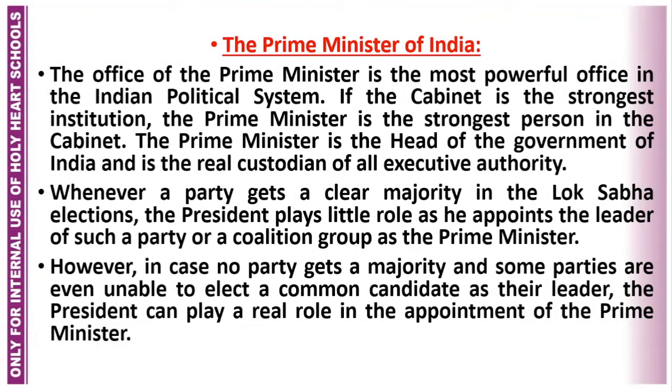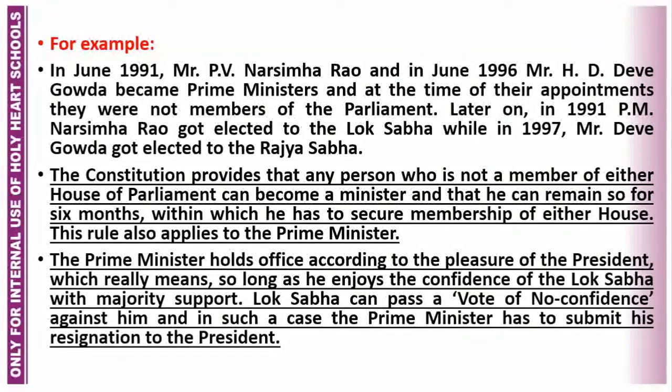However, in case no party gets a majority and some parties are even unable to elect a common candidate as their leader, the president can play a real role in the appointment of the prime minister. Only in this situation the president can use his own discretion. The example is in June 1991 when Mr. P.V. Narasimha Rao and in June 1996 Mr. H.D.